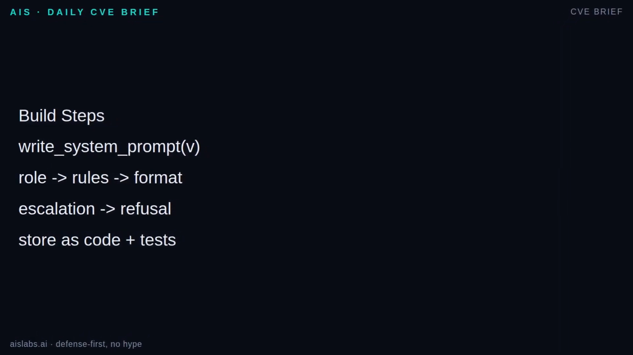Here is the build pattern I use. First, write a function or constant called something boring, like write system prompt version 1. Start with identity. You are a support triage assistant. Then scope, what it does and does not do. Then constraints. Ask when required fields are missing. Do not invent tool results. Do not claim actions were completed unless a tool confirms them. Then output format, maybe plain text, maybe strict JSON. Then escalation, when risk is high, stop and ask for human review. Store that prompt in your repo. Give it a version. Review changes like code, because it is code that changes behavior.